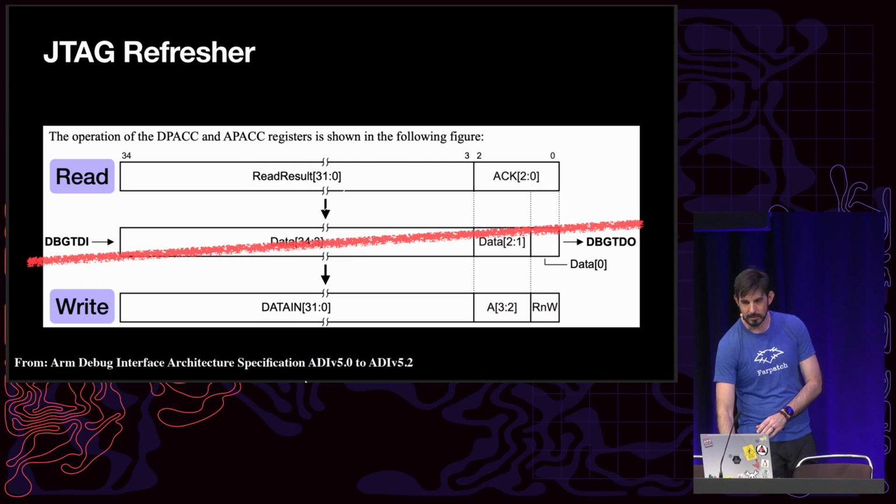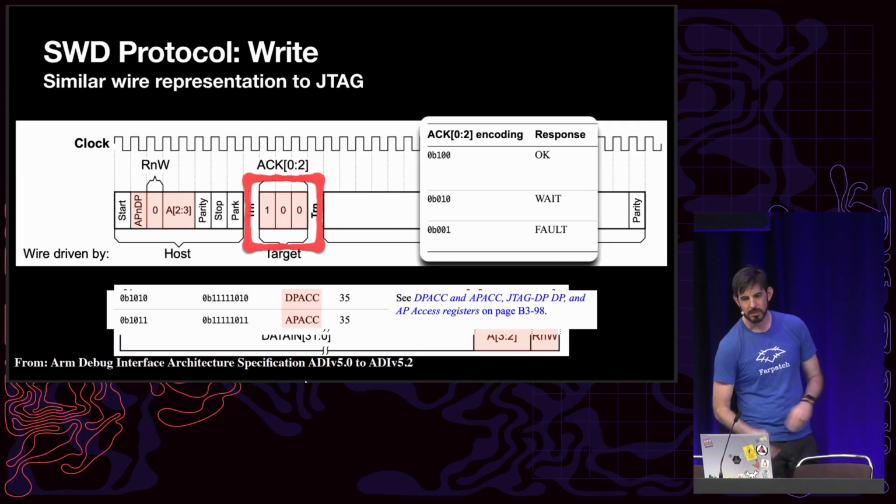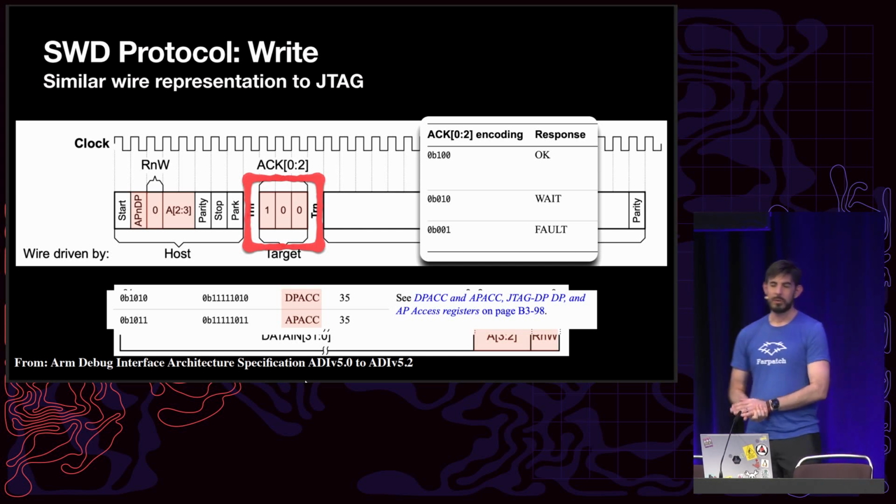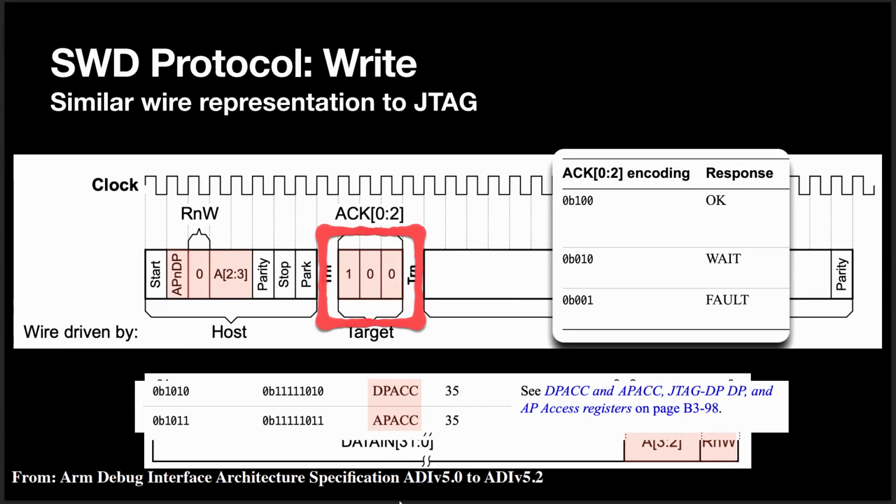What about SWD? Well, remember this slide from 10, 15 minutes ago now? This is what it looks like for SWD. And this didn't come out very well in the PDF, but there are 3 acknowledge bits in the SWD packet that are almost the same as the 3 acknowledge bits from JTAG. We have 2 bits of address, the exact same 2 bits of address from JTAG. And we have the same 1-bit read and write that goes before the address bits.